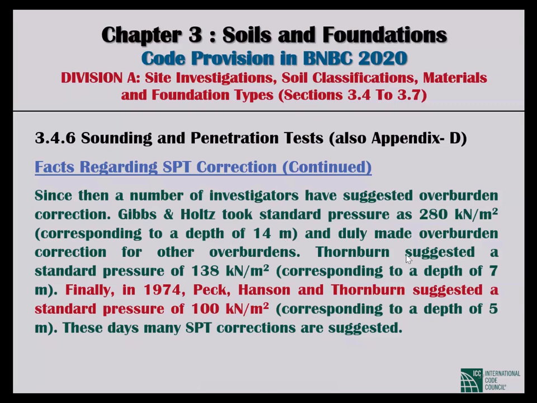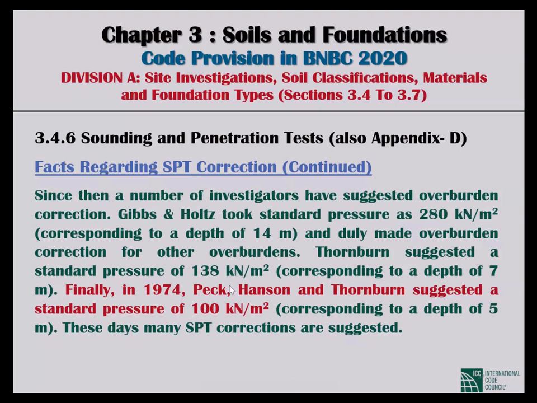Then another person, particularly Thornburn, suggested 138 corresponding to 7 meters. Finally, in 1974, Peck, Hansen and Thornburn, in their published book on Foundation Engineering, suggested a standard value of 100 kilonewton per meter square.